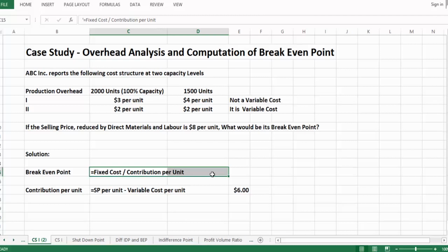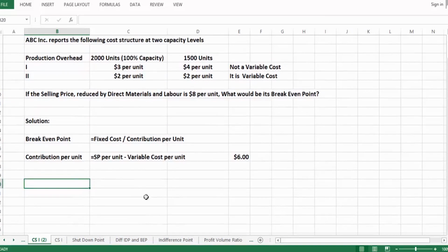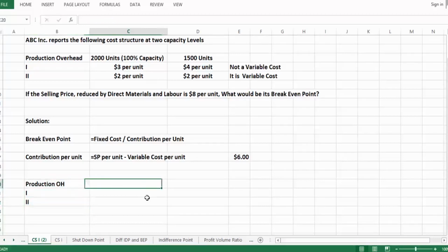So let's check how it works. Here you have some information where your production overhead 1 is $3 per unit, right? So we'll try to find the cost of all this. We'll have a small table. Let's try to find the production overhead in terms of value, not in terms of mere per unit, but in terms of value. So I'll write here 1, 2. So when you have 2000 units, your production overhead is supposed to be $3 per unit multiplied by 2000 units. So it's going to be $6,000.